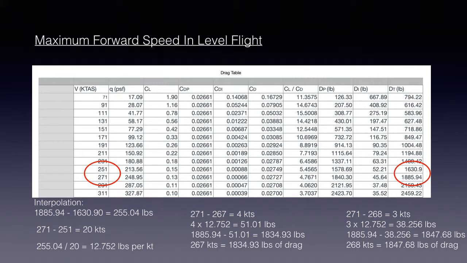So let's check that, and you can see the mathematical formulas and the steps that I use there on the right-hand side to calculate that. And it does check. 1847.68 pounds of drag, which is more than what the engine is capable of doing. So we should be pretty close to the 267 knots as the max forward speed in level flight.